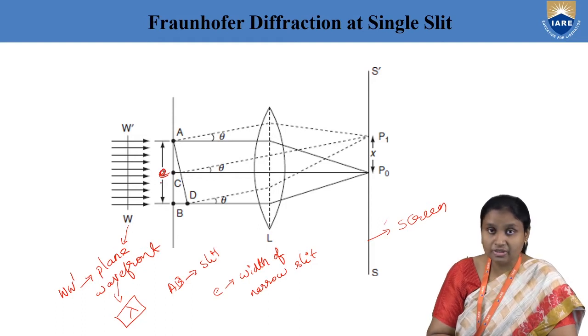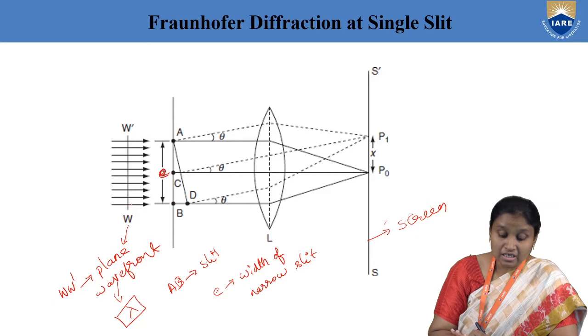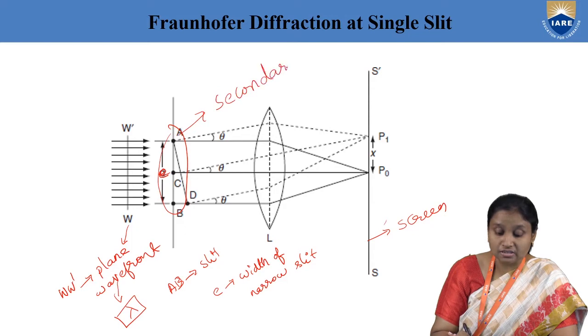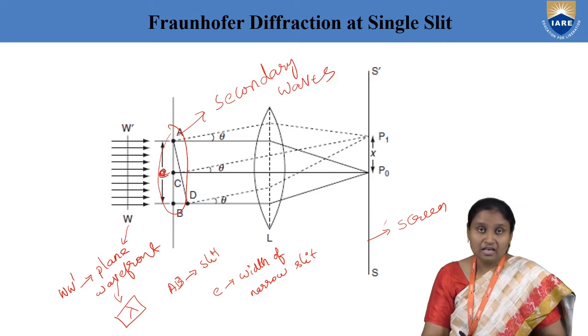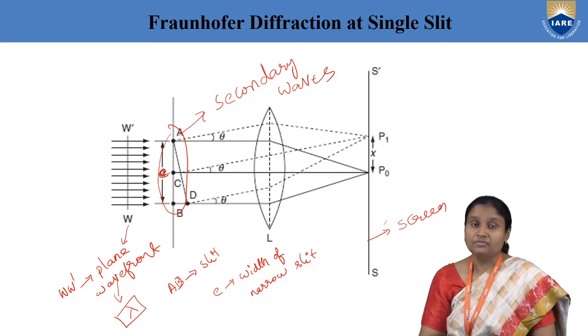So from this primary wavefront, once it falls on this slit, and if slit width is comparable with wavelength of light, diffraction takes place. So after the slit, you will have secondary waves spreading in all possible directions. Now for simplicity's sake, I am considering two types of secondary waves.